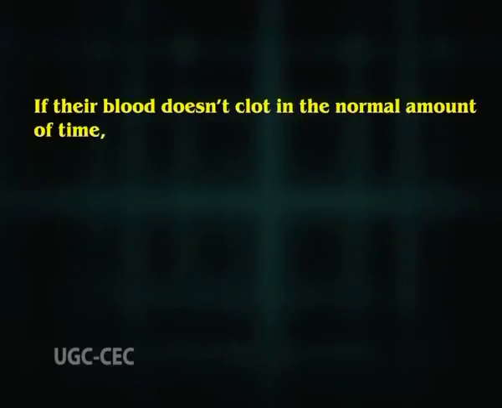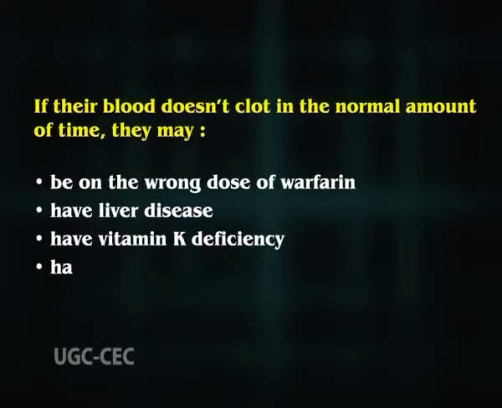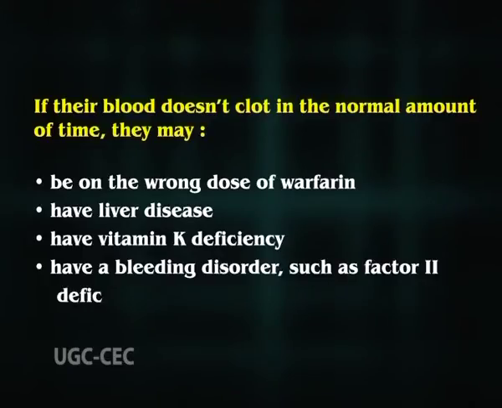If an individual's blood clots within the normal amount of time, they probably don't have a bleeding disorder. If they are taking blood thinner, a clot will take longer to form. If their blood does not clot in the normal amount of time, they may be on the wrong dose of warfarin, have liver disease, have vitamin K deficiency, or have a bleeding disorder such as factor 2 deficiency.